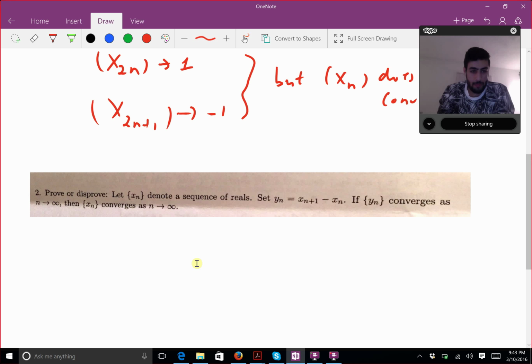Some things in real analysis are kind of tricky because you have to know certain tricks. So here's a trick that you have to know. Let's look at what the theorem is saying first.